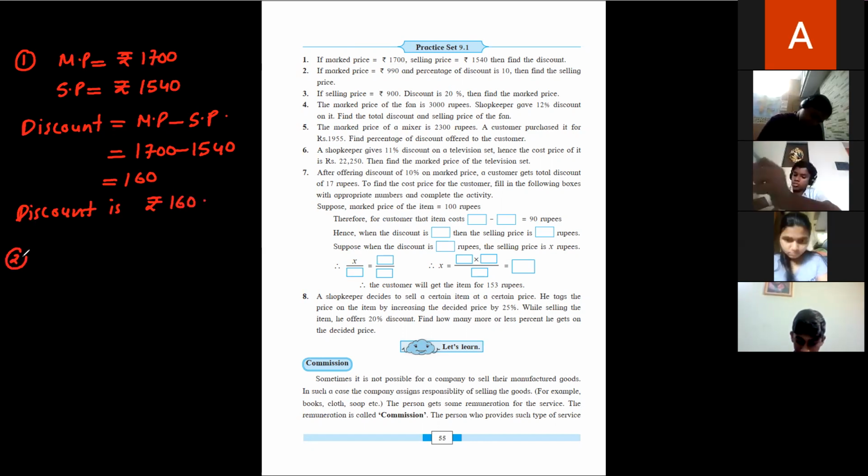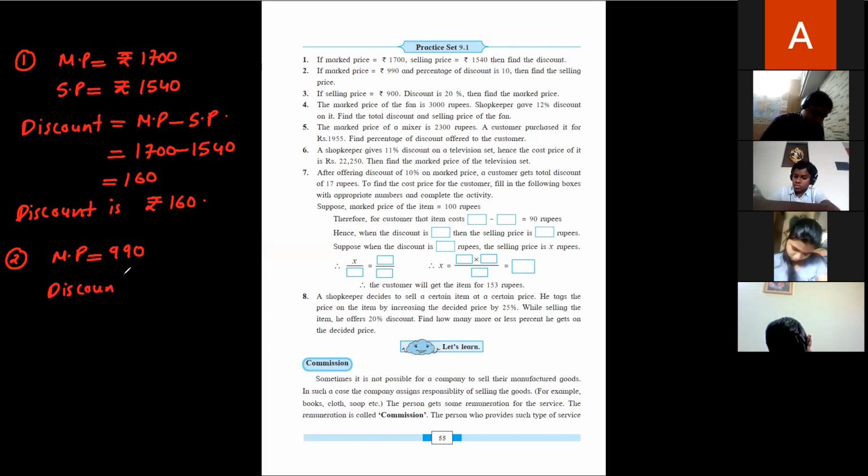Now we will solve the second question. In the second question, we are given that the mark price is 990. Next, the discount percent is given as 10%. Discount is given. How will you solve a question like this? Over here, pay attention. You will write mark price, and discount over here.